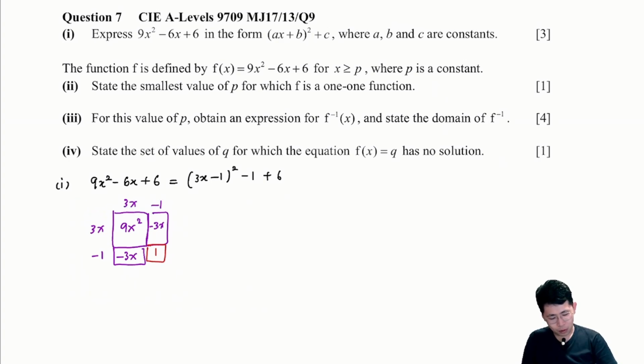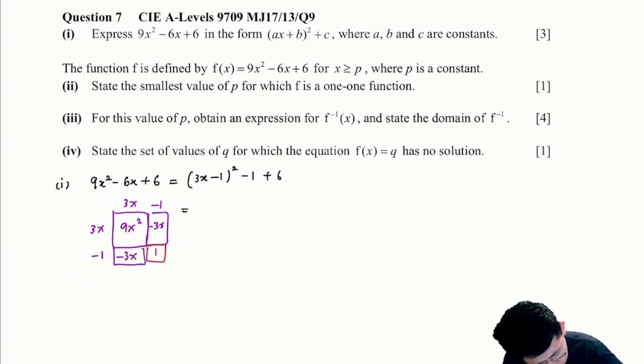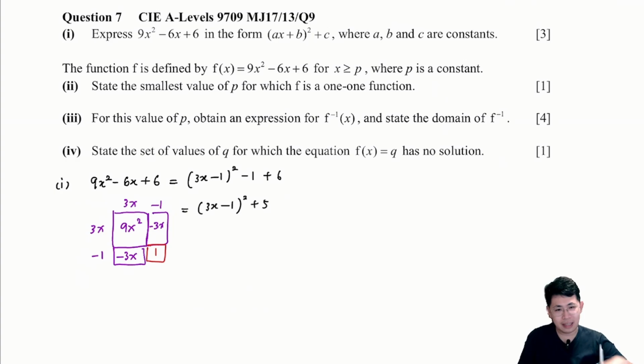Okay, sorry, this one needs to be deleted. Actually, it doesn't matter. So this one over here will be equal to (3x minus 1) squared plus 5. So a is 3, b is negative 1, c is 5. We don't need to state that. They just tell us that we want it in that form. Okay, so this is for part 1.